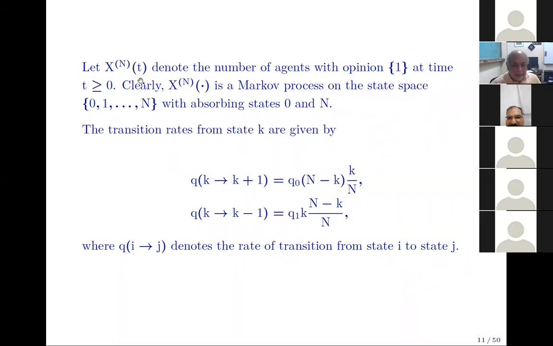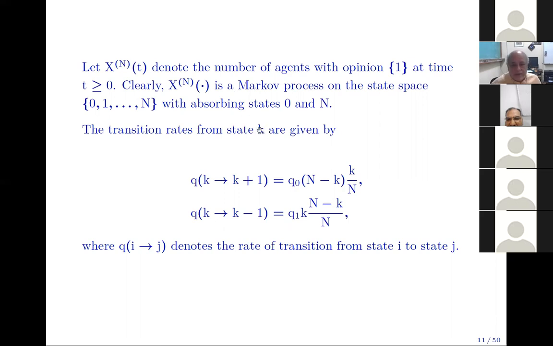And this is a Markov process on the state space 0, 1, up to n, because X_n counts the number of agents with opinion 1. There could be none, which means we are at consensus at 0, or all n, which means we are at consensus at 1. So these are the so-called absorbing states of this Markov chain. And a continuous time Markov chain is given by these transition rates.